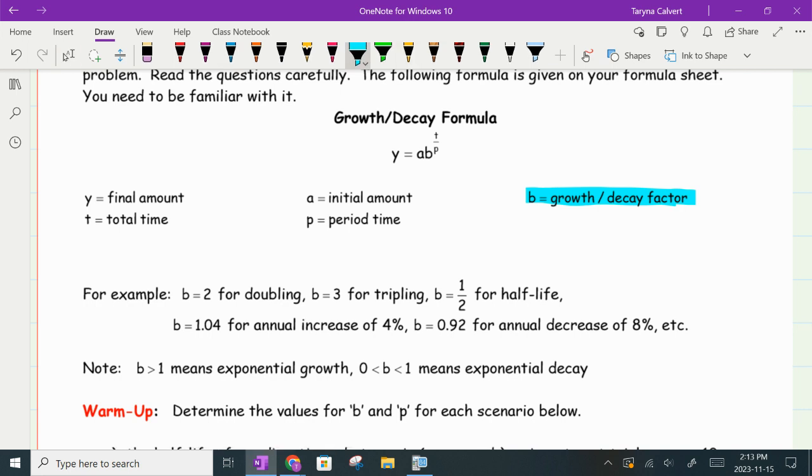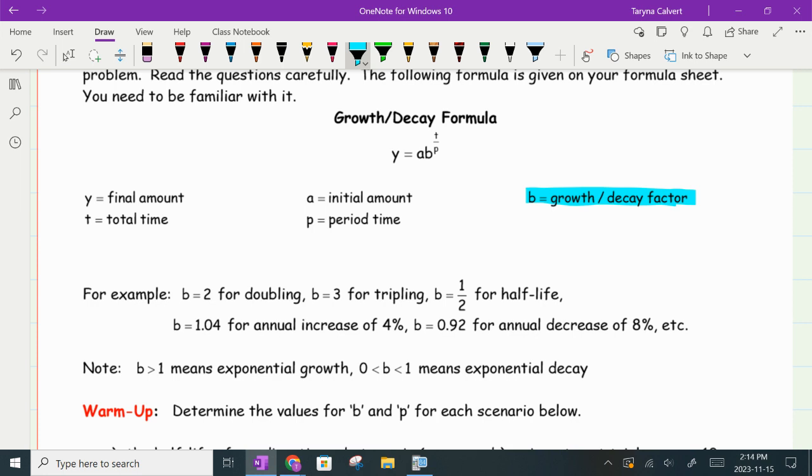So if the investment's for 6 years, the t would be 6. If the bacteria is growing for 10 years, your t is 10 years, or 10. And t can be in years, it could be in minutes. It depends on the scenario that you're reading. So the units for time depend on the question you're reading.